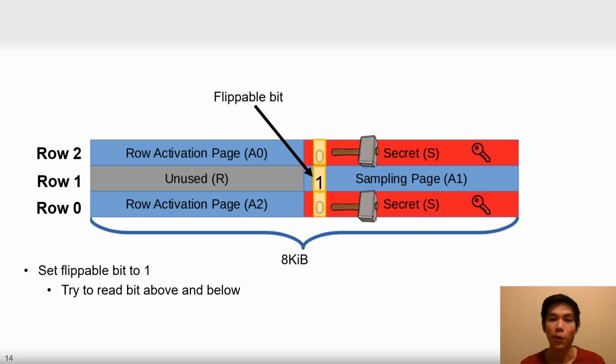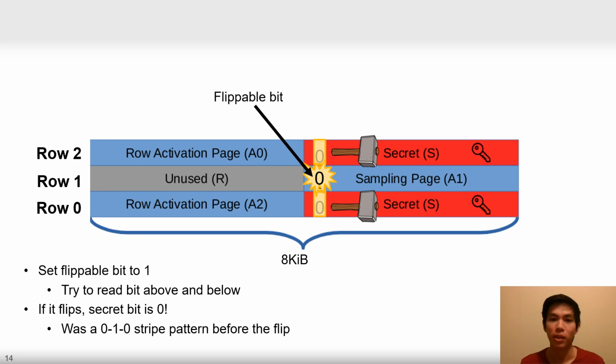The outcome of whether the bit actually flips reveals the corresponding secret bit. In this example, because the middle bit flipped to 0, that means it was originally in the middle of a 010 striped configuration, which reveals the secret bit to be 0. Otherwise, the secret bit was a 1.